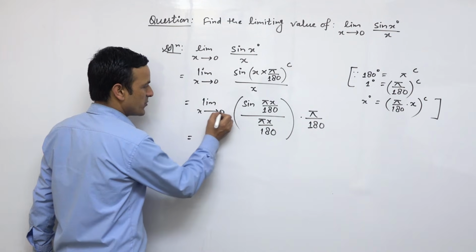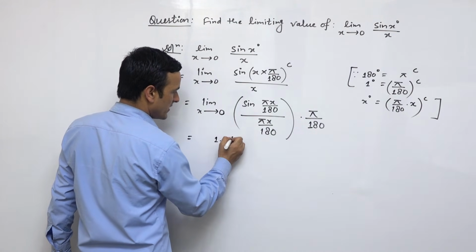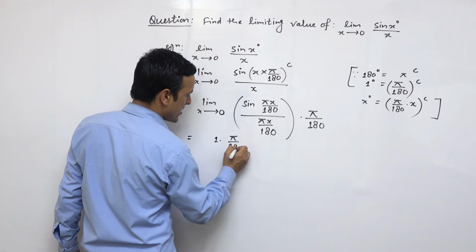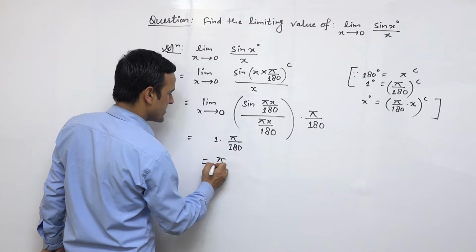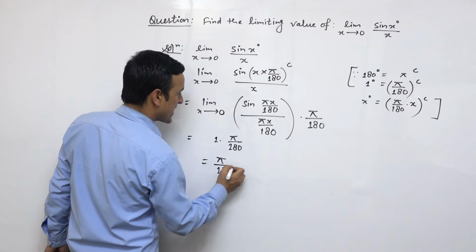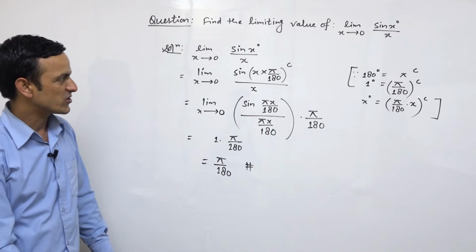Now if you apply the formula in this function, then it will be 1, and now it will be pi upon 180. So finally we get pi upon 180 and our answer is the same. This is our answer, the required solution.